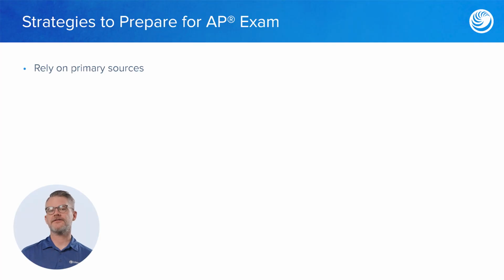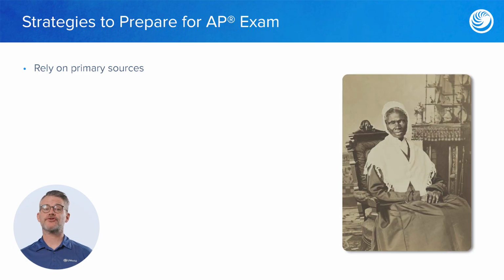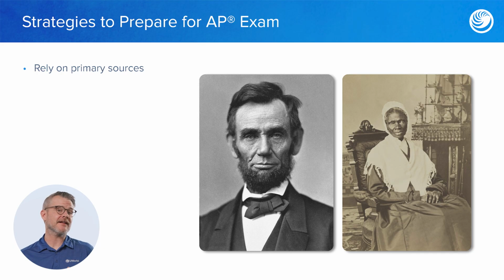Instead, lean on primary sources: speeches, letters, diaries, political cartoons, and photographs. The AP exam is built on historical documents, so get them into your students' hands early. Let them hear Sojourner Truth's voice. Let them analyze Lincoln's words. Let them debate Andrew Jackson's legacy using Jackson's own messages.